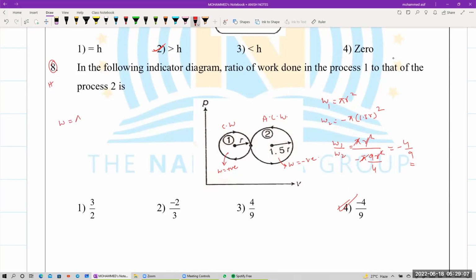Work done is always equal to the area under the PV graph. So I have taken the area of the circle for the first one and the area of the circle for the second one. Work done for the clockwise direction is positive, and for the anti-clockwise direction it is negative.